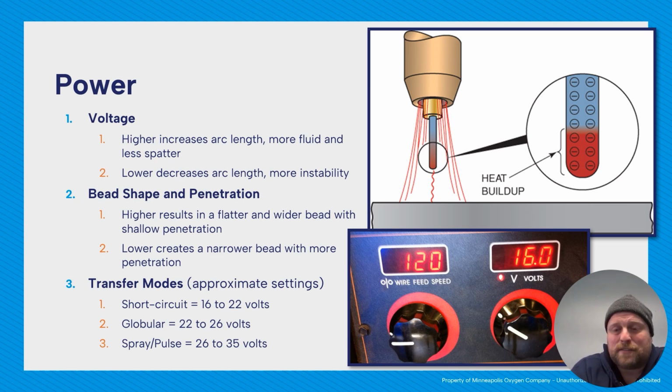Approximate settings for your transfer modes. Now this depends on material thickness, size of your electrode, position you're going to be welding, all those sort of things. But approximately, your voltage setting for short circuit should be about 16 to 22 volts. Your settings for globular about 22 to 26, and then spray and pulse about 26 to 35 volts.